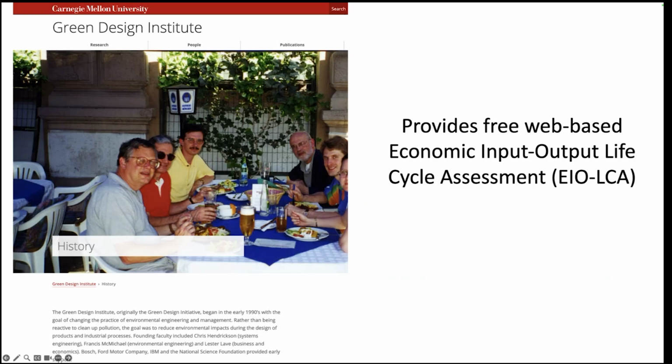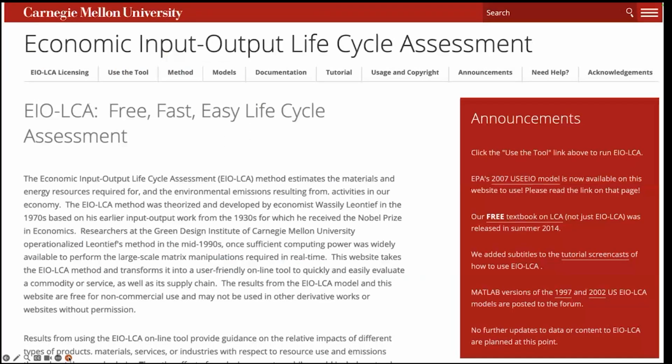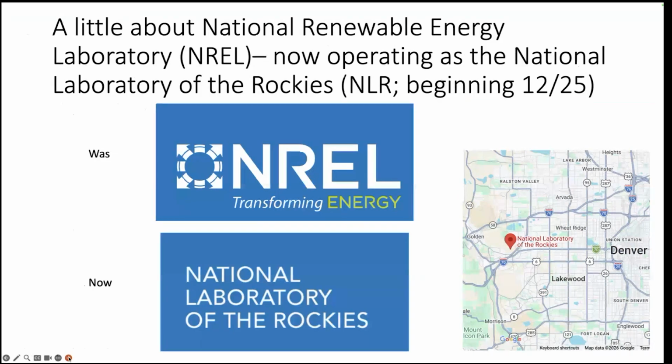So I don't know if they did one for their lunch. Just giving you some examples of it. Now, this is an interesting thing. This is a little about the National Renewable Energy Laboratory, or NREL. Now it's operating as the National Laboratory of the Rockies, NLR, beginning in December 2025. And you can imagine who motivated the change in that name. And it's just here west of Denver in lovely Golden.